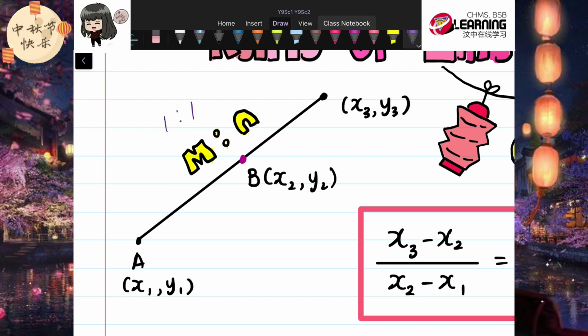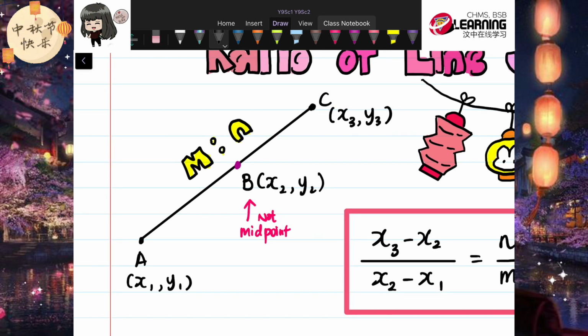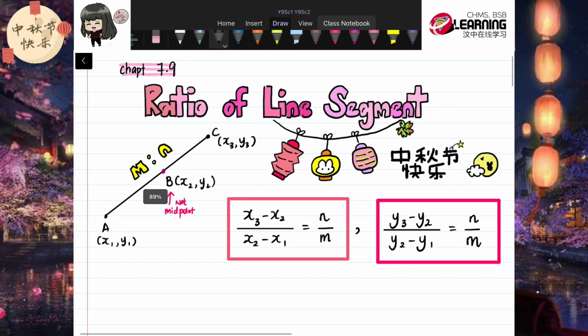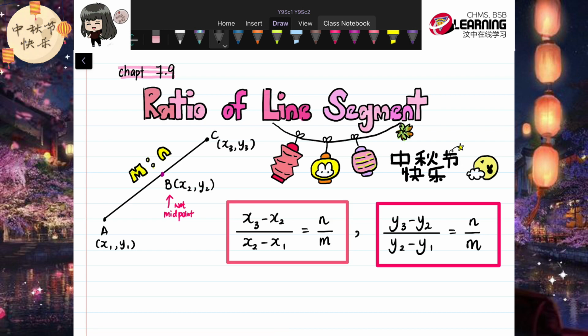But if you have a different ratio, which is not 1 to 1, then B is not a midpoint. This B will divide AC into a ratio of m to n, two different numbers. If it's not a midpoint and we want to find the coordinate, how are we going to do it? We're not going to use the midpoint formula, so this is the formula that we're going to use.